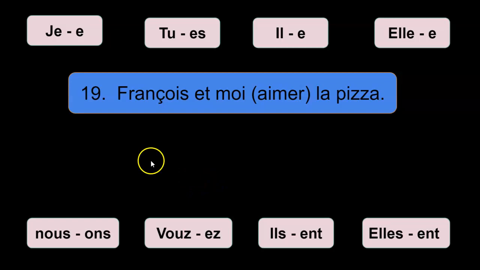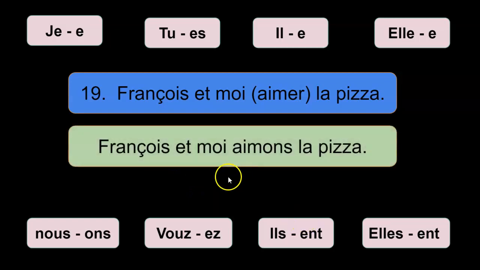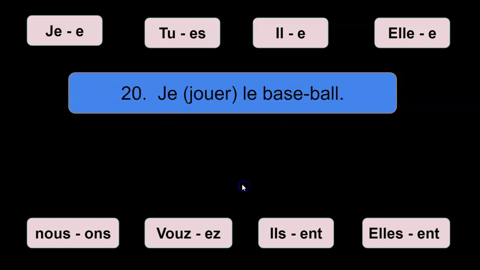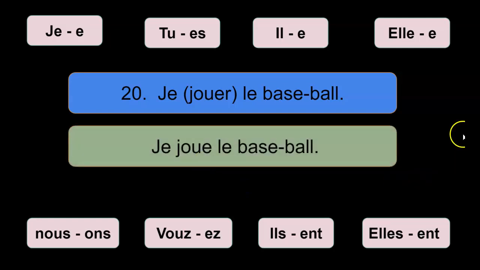Numéro 19, François et moi aimons la pizza. So you have me and François. So this is going to be, anytime you add somebody to myself, that's going to be the we form. So that's the first person plural. Me and somebody else. Je jouais au baseball. I play baseball.